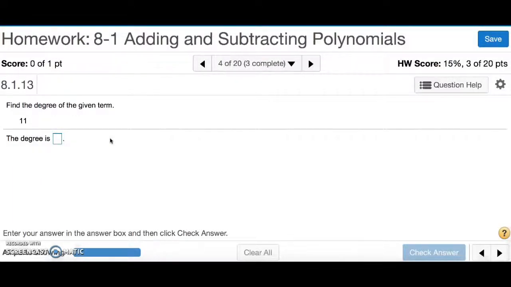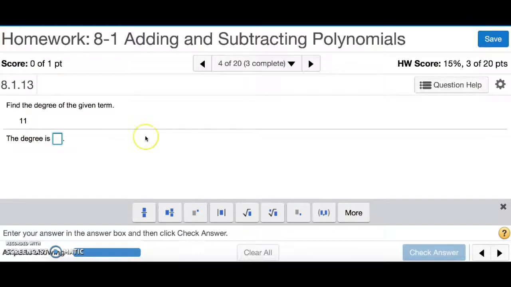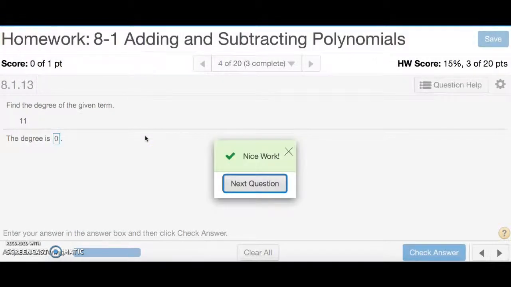Now number 4 says find the degree of the given term. The degree of a constant is just going to be 0. So that is number 4.